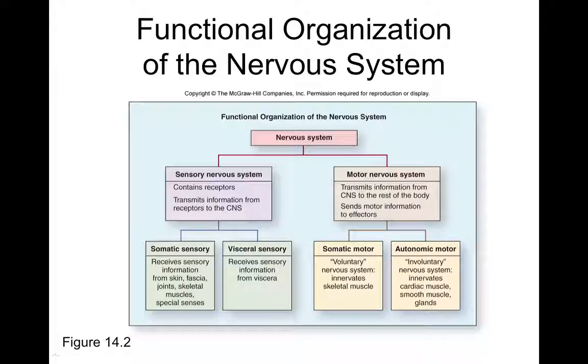So what division picks up information from your guts? Visceral sensory. What division carries information to smooth muscle and cardiac muscle? Autonomic motor. Good. What division carries information from joints and skin? Somatic sensory. Good. And what controls skeletal muscle? Somatic motor. Good. So you want to know these divisions, you guys. And it makes sense because we have a whole chapter on the autonomic system, autonomic motor. We have a whole chapter on somatic motor, which we talked about last time. That was skeletal muscle. So everything we talked about last week was somatic motor system.